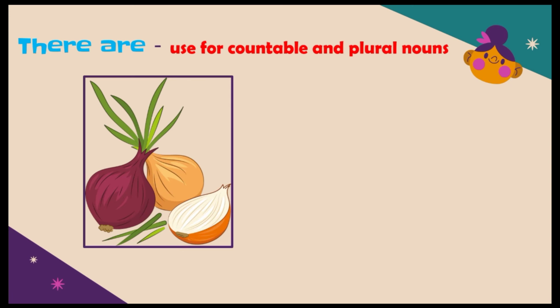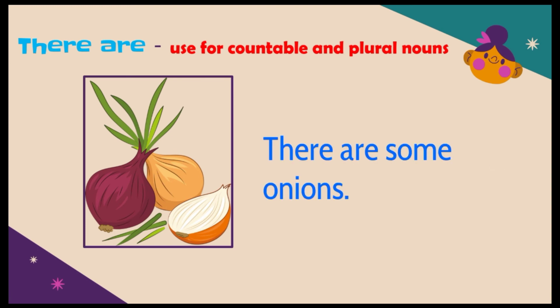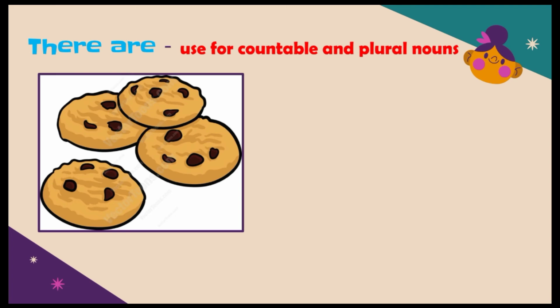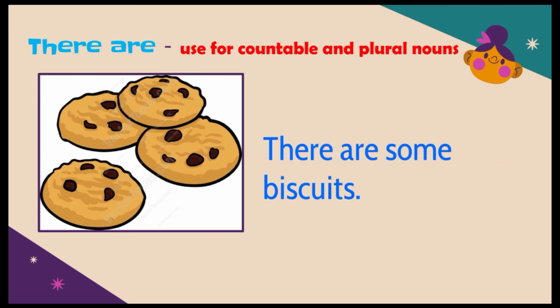Next example. Onions. We have more than 1 onions here. So, we are going to use there are. There are some onions. Next one. Biscuit. We also have more than 1 biscuits here. So, we are going to use there are some biscuits.